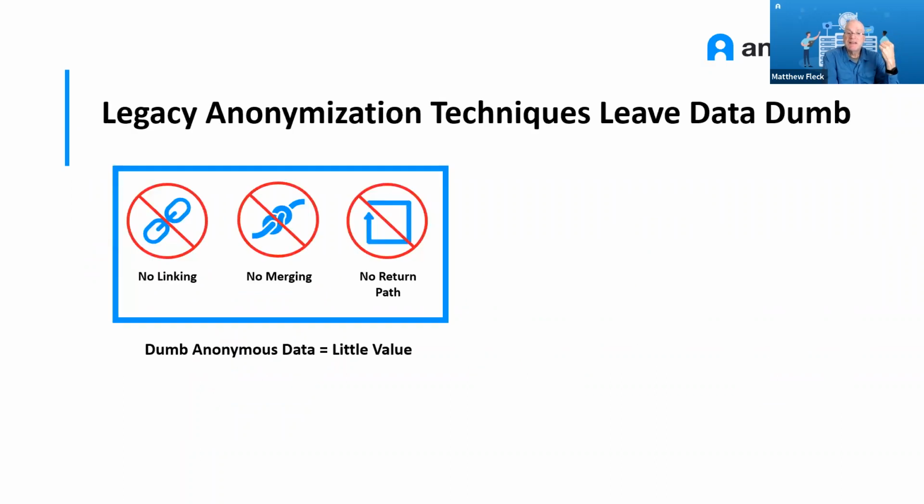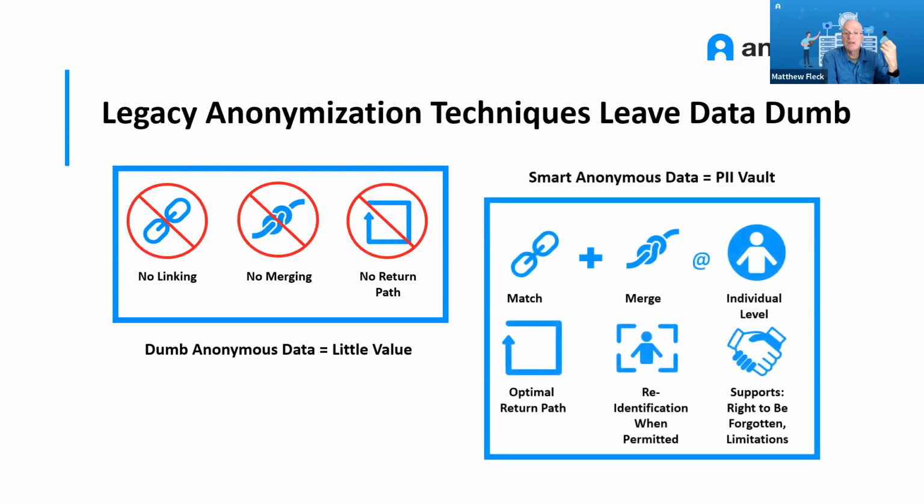That is because legacy de-identification technologies leave data dumb, and dumb anonymous data is not all that useful. But don't worry, there's a way out. It's called smart anonymous data. It lets you do everything you wanted to achieve with identified data, but with none of the PII. Let's take a look here and compare dumb anonymous data to smart anonymous data.